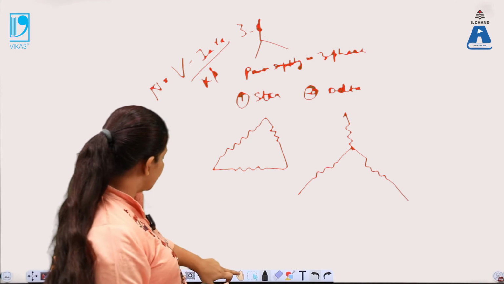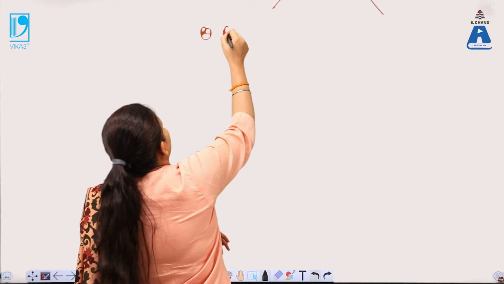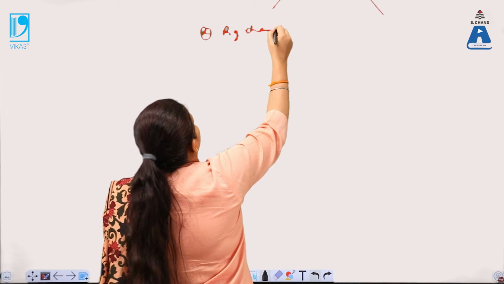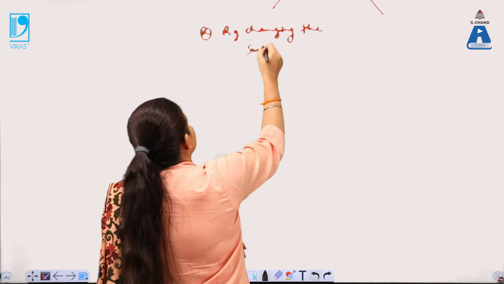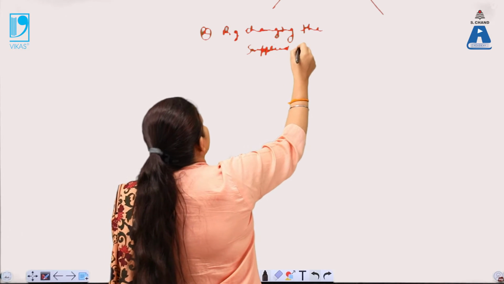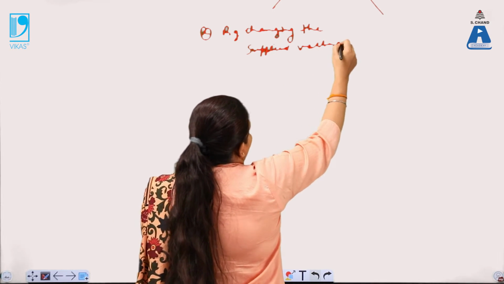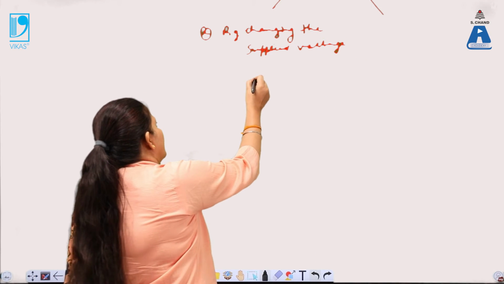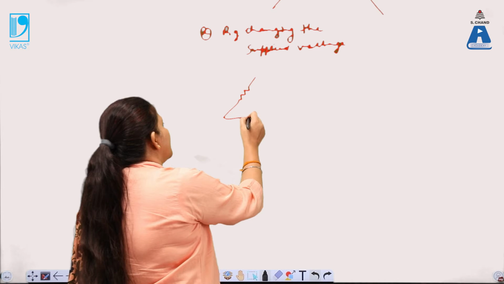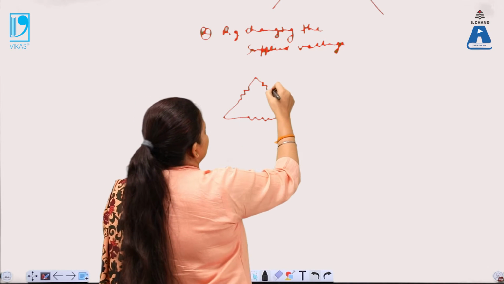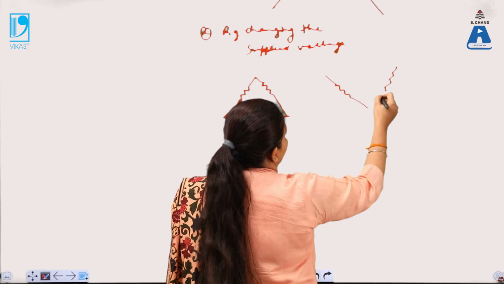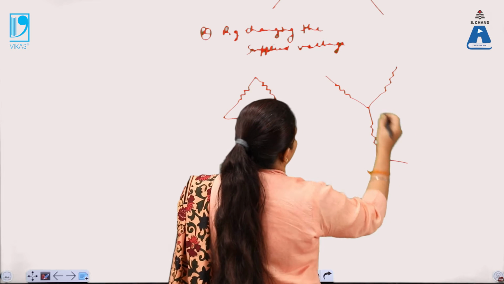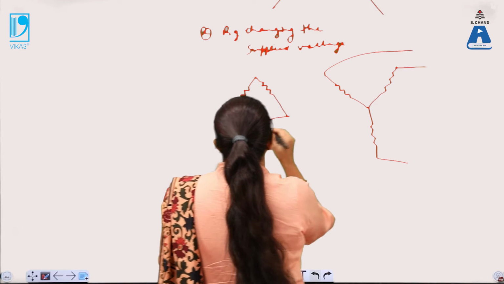Firstly, we will understand this. So, first is by changing the supplied voltage or the power supply, you can say that. Now, the 3-phase power supply can be in star configuration or it can be delta configuration. So, that can be in both the ways over here.